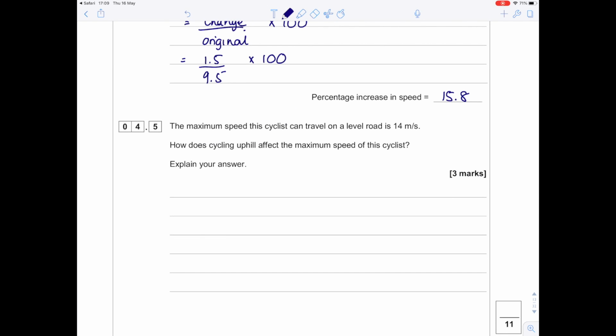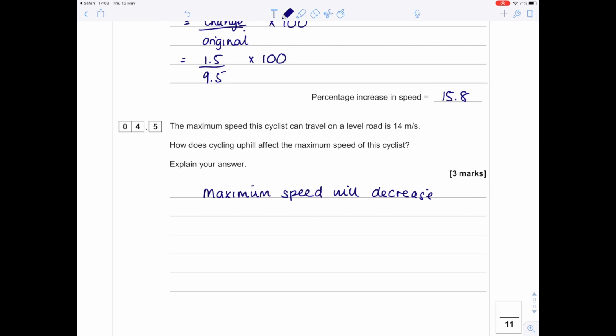The maximum speed this cyclist can travel on a level road is 14 meters per second. How does cycling uphill affect the maximum speed of the cyclist? Explain your answer. So hopefully it's obvious to you that if he's going to go uphill, it's going to be more difficult. So therefore the maximum speed will decrease.